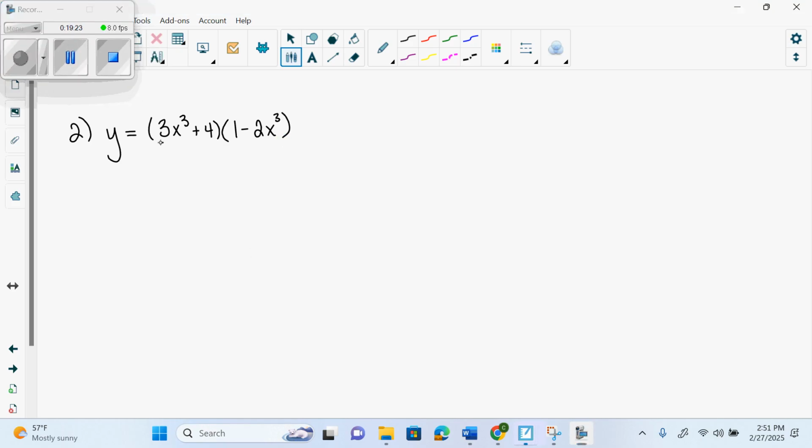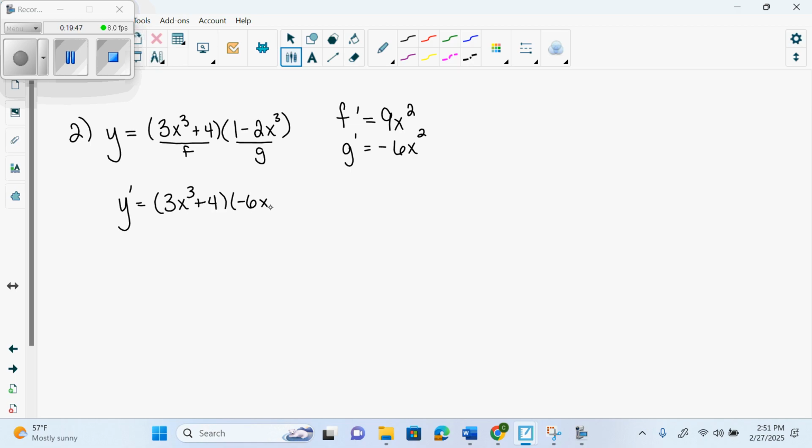Okay, we have F, we have G. F prime is going to be 27. I do that every time. My goodness. 9x squared. And G prime is going to be negative 6x squared. So Y prime equals F G prime plus G F prime.